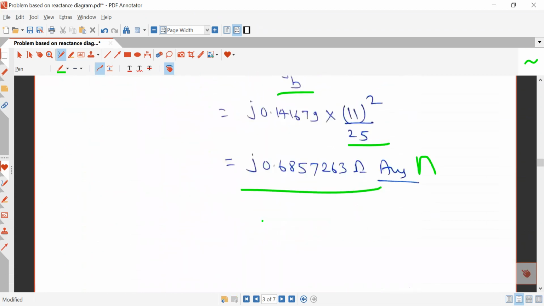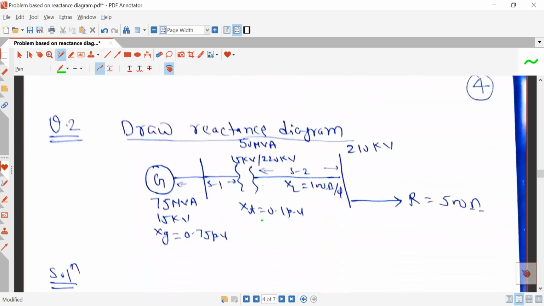Similarly, I am considering a second numerical example. Now draw the reactance diagram for this circuit. How will you draw it? The same steps: first you have to divide the given block diagram into various sections. Since there is one transformer, the number of sections will be 1 plus 1, that is 2. One section will be the primary side of the transformer and the other section will be the secondary side of the transformer. So this is section 1 and section 2. This is step 1.